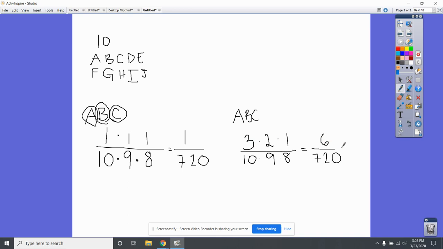Always simplify as much as you can. So I'm going to simplify. I know they're both even, so I'm going to divide by 2, and 720 divided by 2 is 360. It just so happens these are both divisible by 3, so 3 divided by 3 is 1, and 360 divided by 3 is 120.